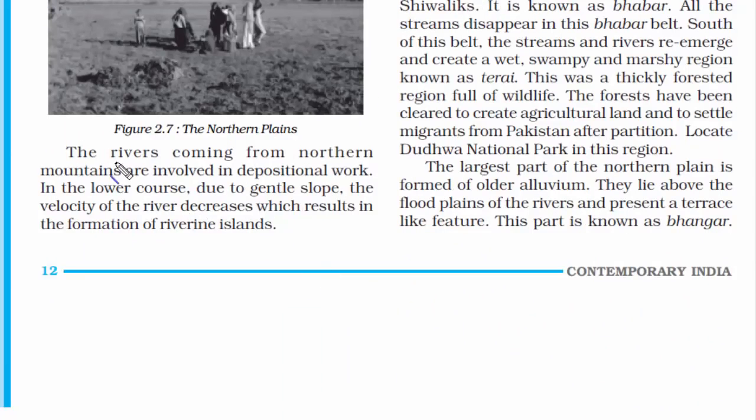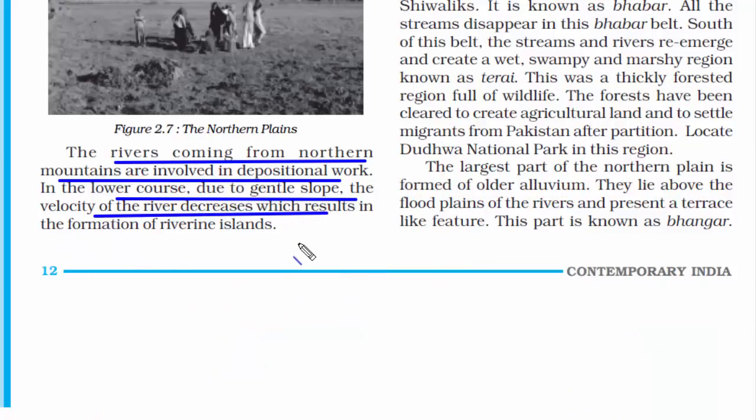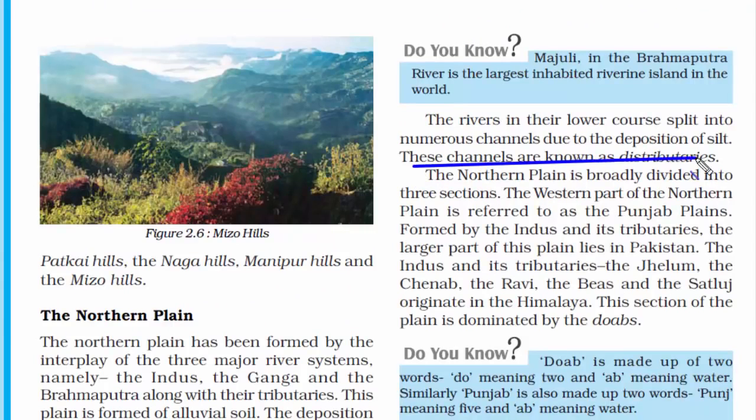When a river comes from mountain, it rushes into the plains. There the river does not follow a uniform path. It breaks into different channels due to deep gorges and rugged terrain. So these channels are known as distributaries. The northern plain is broadly divided into three sections.